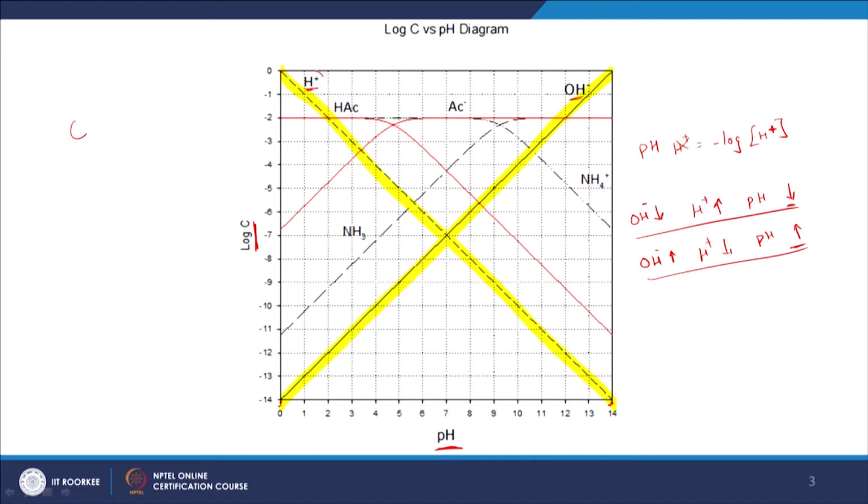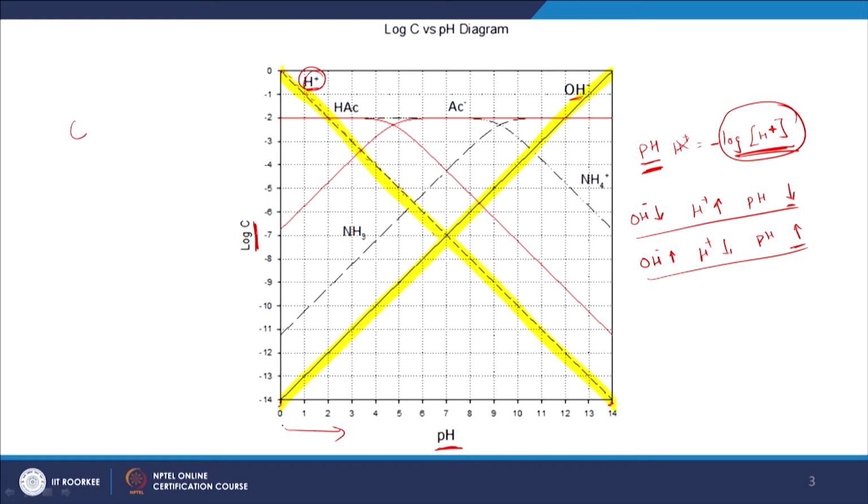So we are going to look at H plus initially, and at pH 0 you see that the log C, the concentration, is higher, and as you keep increasing the pH, what do you see here? You see that the concentration decreases, and since we are looking at log C, that is why it is linear. The slope is negative here, so for log C versus pH, that is why you see a linear decrease.